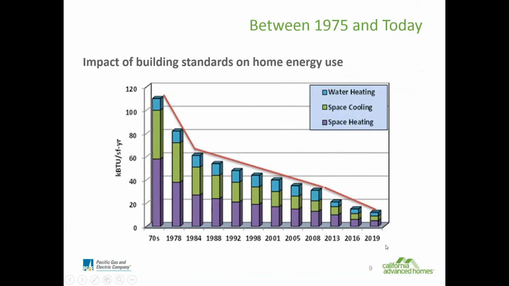See if I can advance this. All right. So this is really the three main regulated loads by the code. This is something clipped out of a CEC document, but just showing where we've saved energy in space heating, space cooling, and water heating over those 40 years, and where we're going.